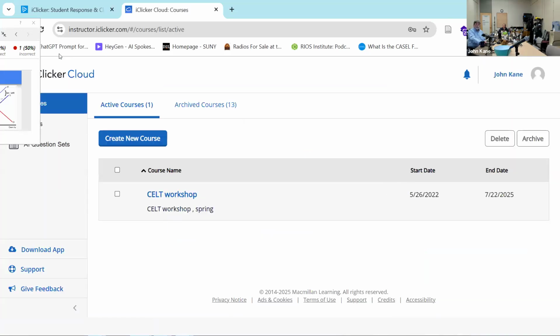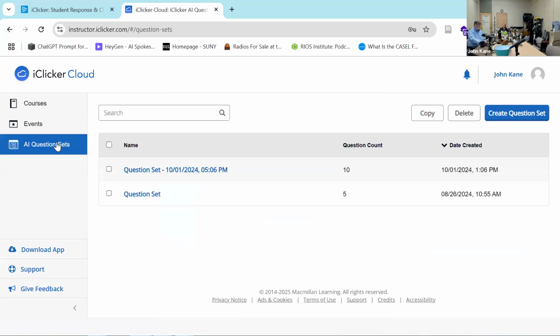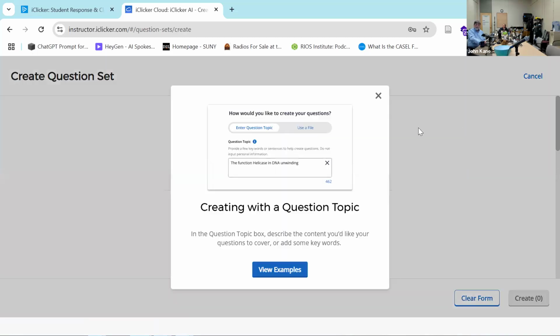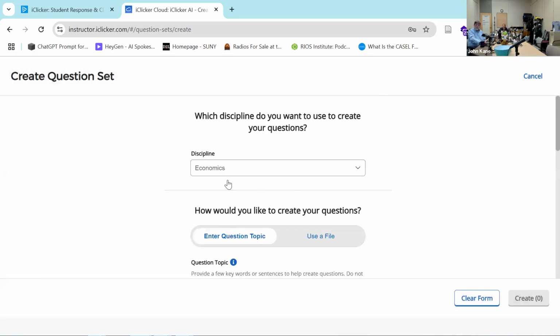What we're going to do now, once I get this other stuff out of the way, is go over to AI question sets. I've experimented with this a little bit. Obviously, it's been a while since I've done it. So let's create a question set, all you have to do. It uses generative AI to answer them, and it will ask you for the question topic. You could look at this if you want more examples, but it's more fun just to try it.